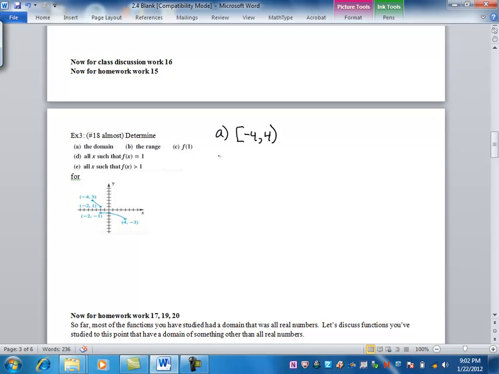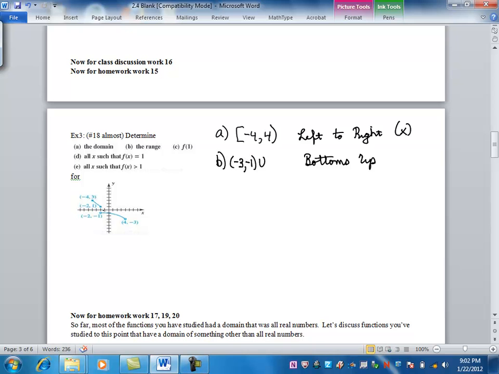Now the range. First of all, let me say when we think about domain, we're thinking left to right because we're looking at the x values. When we think about the range, we're looking bottoms up. In other words, we're looking for the lowest y value that's hit all the way up to the highest y value that's hit. And if we look at this, we see that -3 is where it starts. Now we can't include -3, but we go up to, but we don't include, -1.